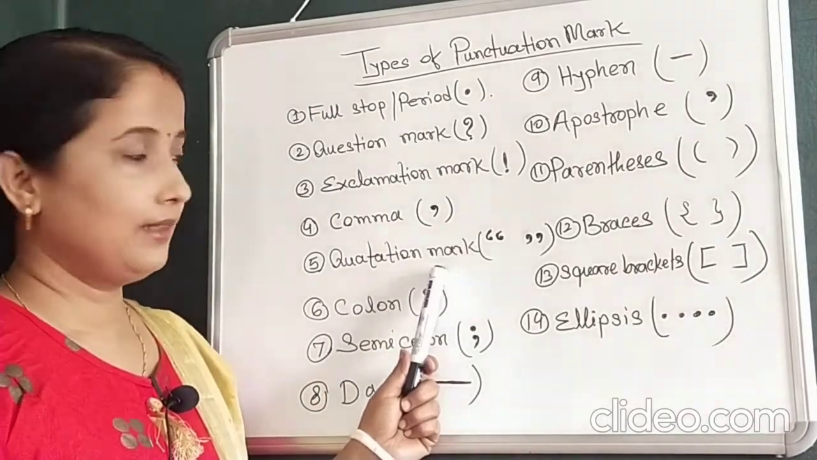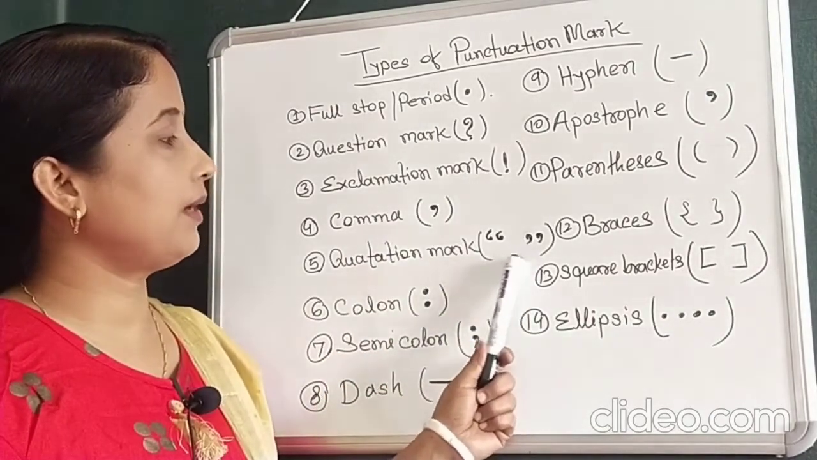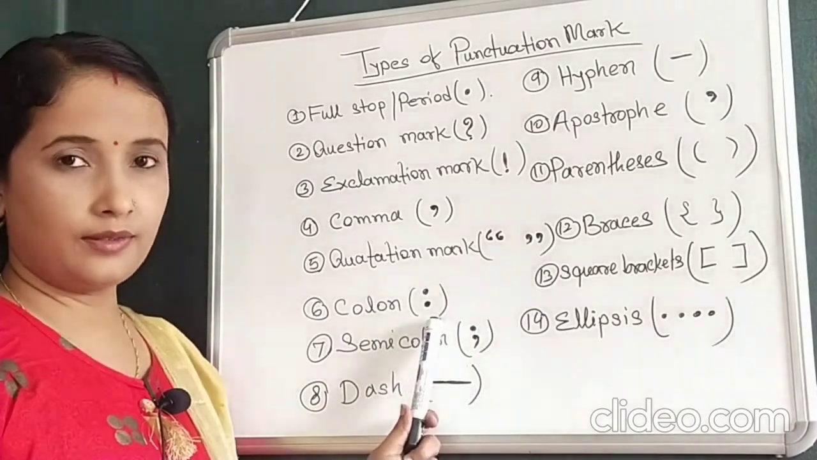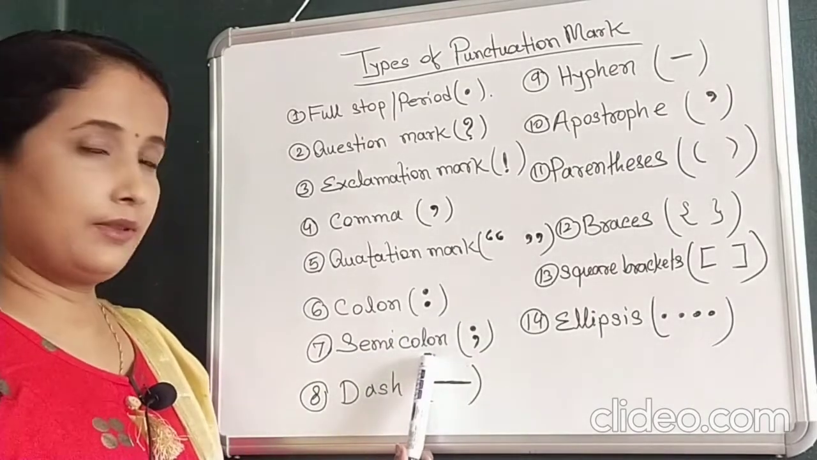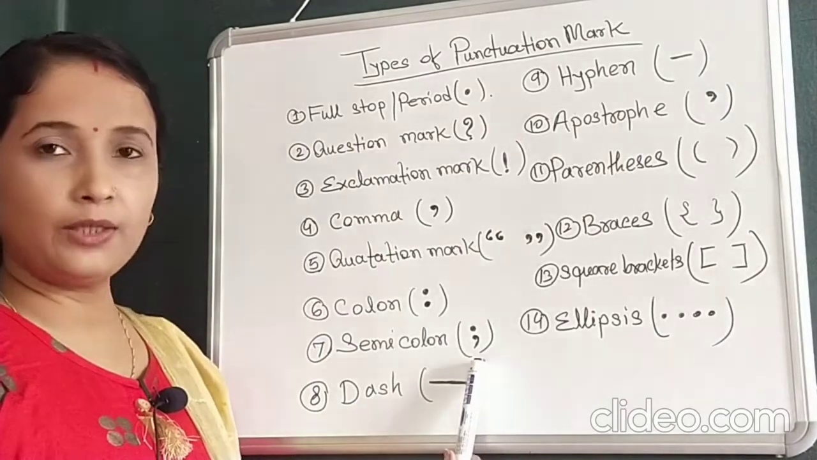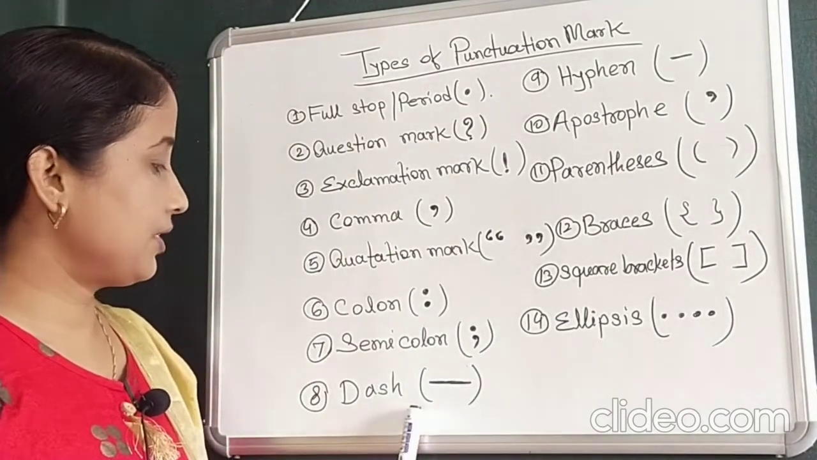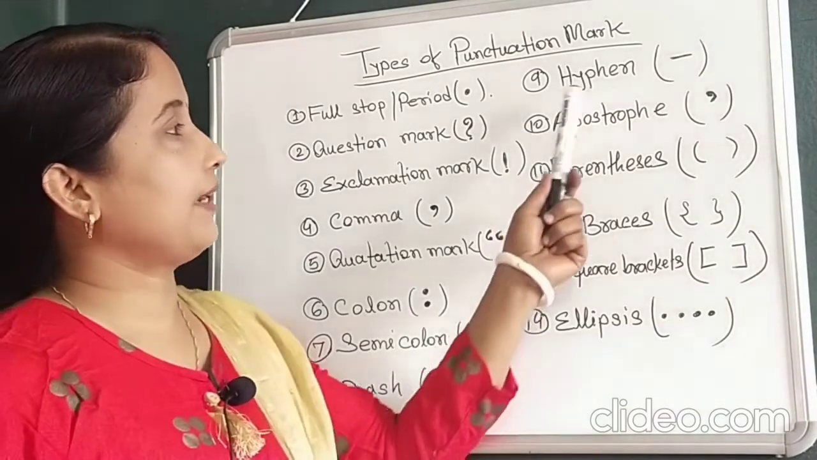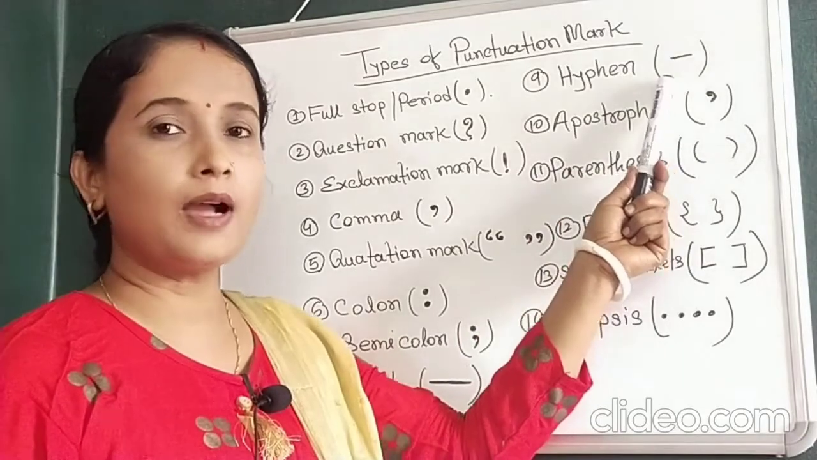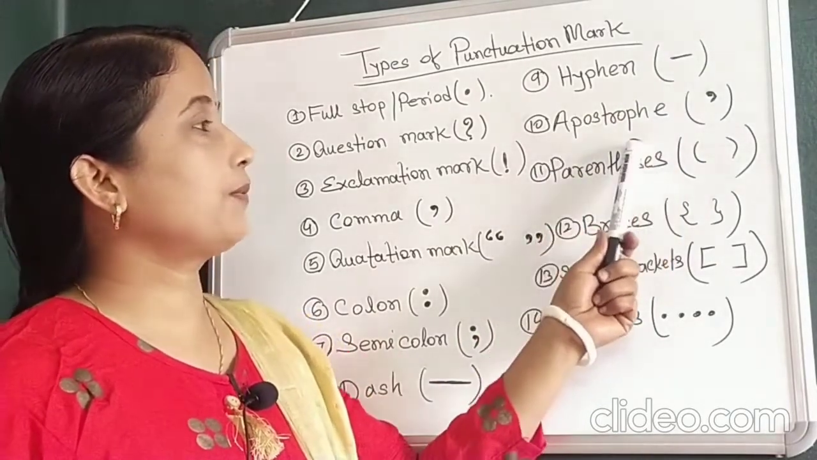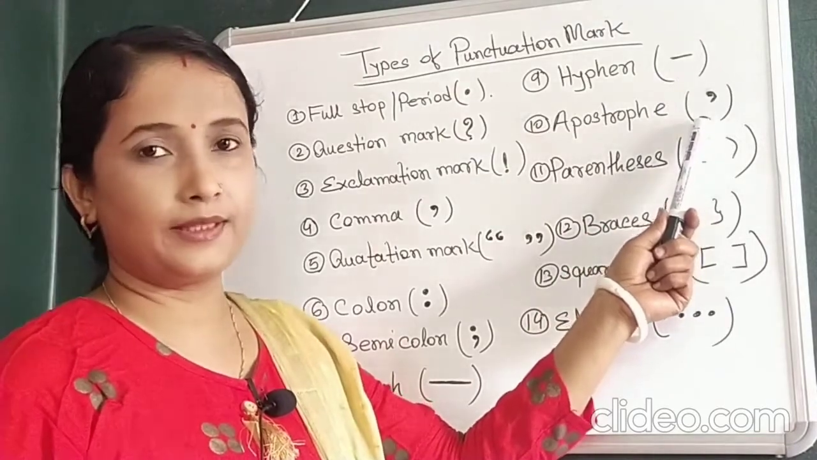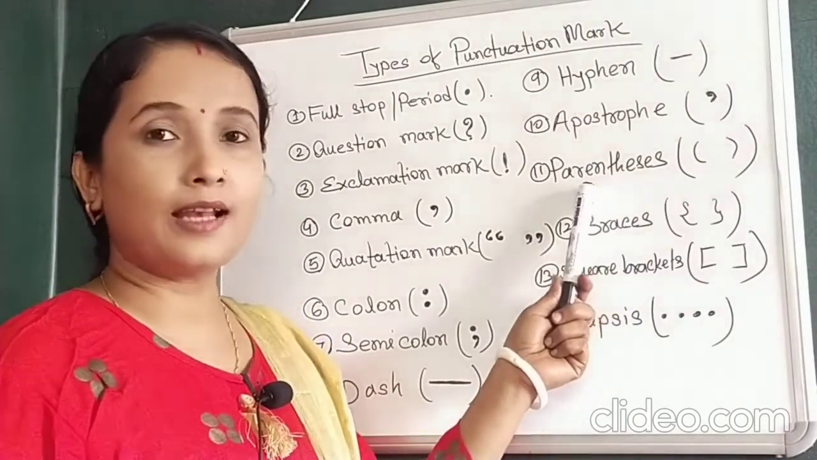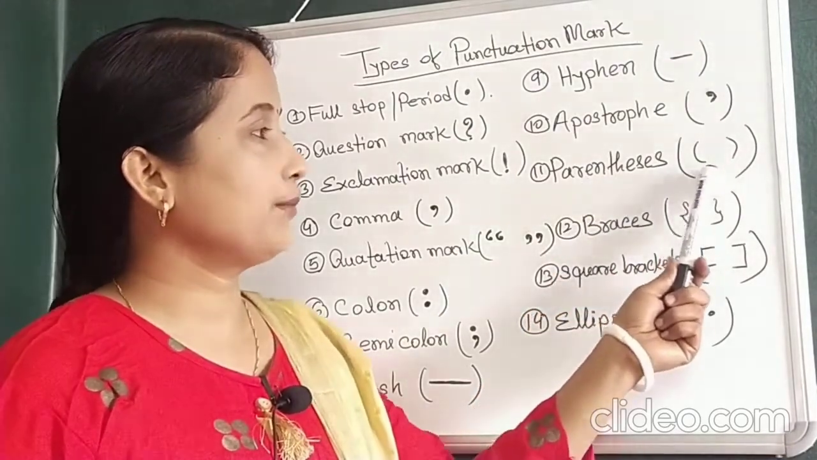Quotation mark, this is the symbol of quotation mark. Colon, this is colon. Semicolon, this is the symbol of semicolon. Dash, this is dash. Hyphen, this is the symbol of hyphen. Apostrophe, this is apostrophe. Parenthesis, we also call parenthesis as round brackets. This is the symbol of parenthesis.